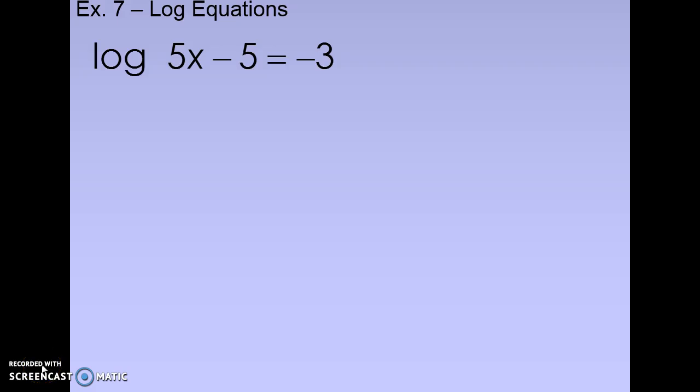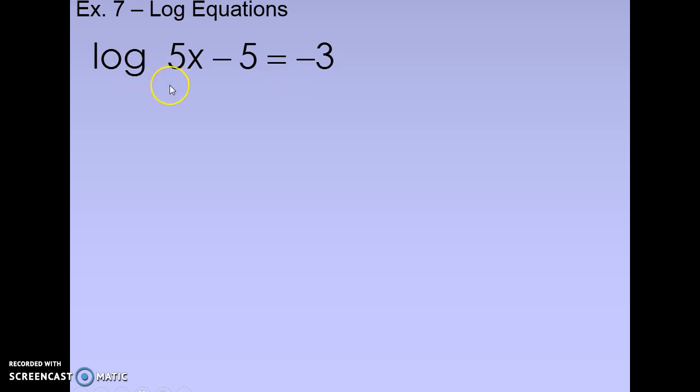Well, we're back dealing with log equations. Let's pick up with another example. We have log 5x minus 5 equals negative 3. The first thing you may notice is that there's no number by the g in the log. Whenever there's no number there, it's understood that there's a base 10, because logarithms are built on a base 10 exponent. So we can be saying log base 10 of 5x minus 5 equals negative 3.